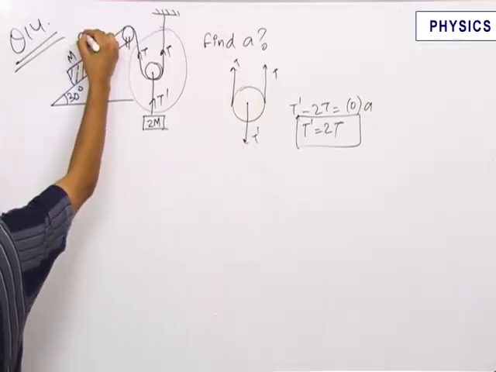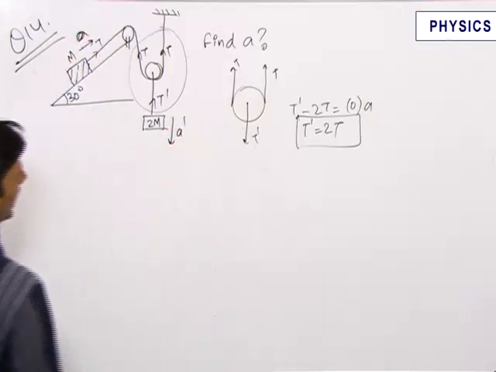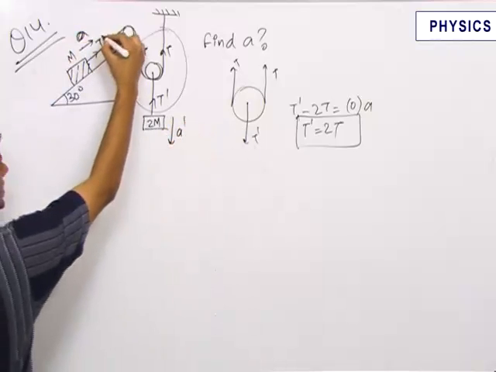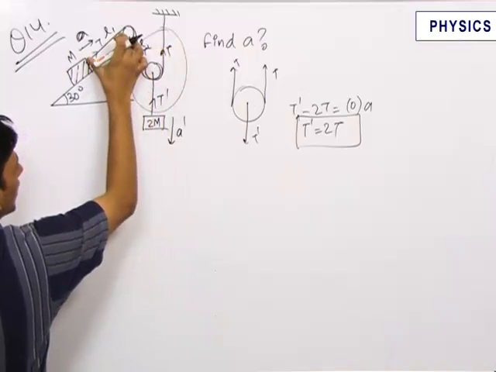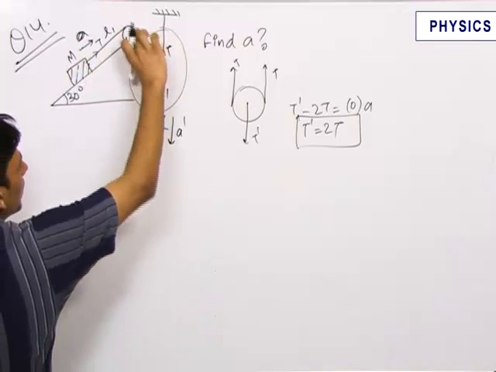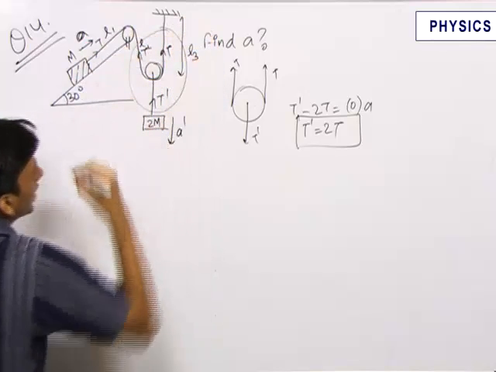Now let the acceleration of this block be A. Let the acceleration of this block be A dash. Now let us consider this string. The length of this part of string is L1. The length of this part of string is L2. And the length of this part of string is L3.